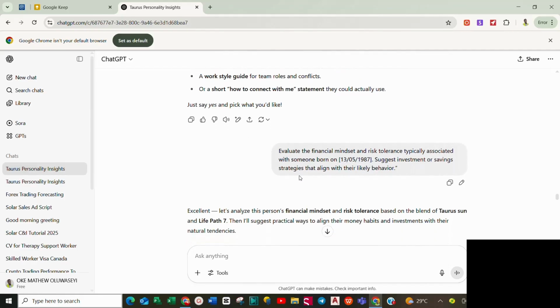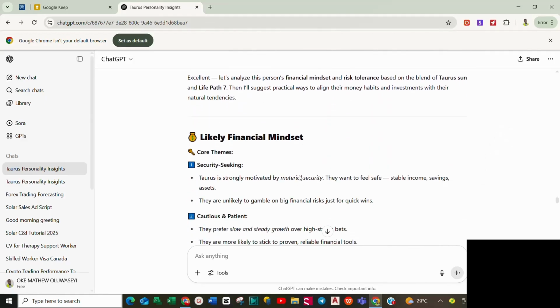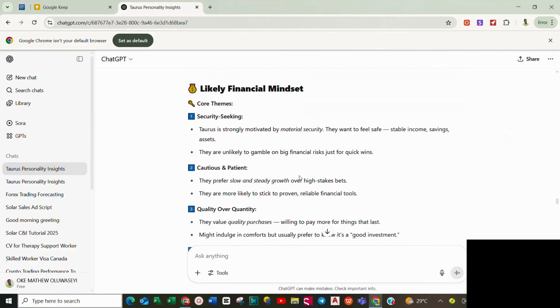So he said, evaluate the financial mindset and risk tolerance typically associated with someone born on this date. Suggest investment and saving strategies that align with their likely behavior. And this is what AI gave us. Their likely financial mindset, the core thing, is security seeking. They want to feel safe. They want stable income, savings and assets. They are unlikely to gamble. They don't like gambling things. They don't want to gamble on things that have a big financial risk.